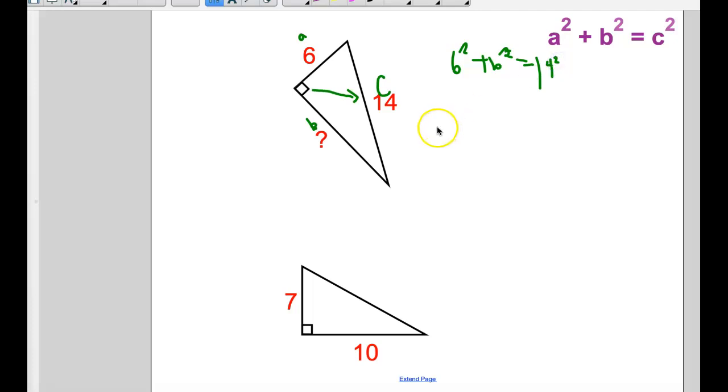My mouse seems to be off a little bit, bear with me. So 6 squared is 36. I don't know B, so I'm going to leave it as B squared. And then my C is 14, which when I square it is 196.